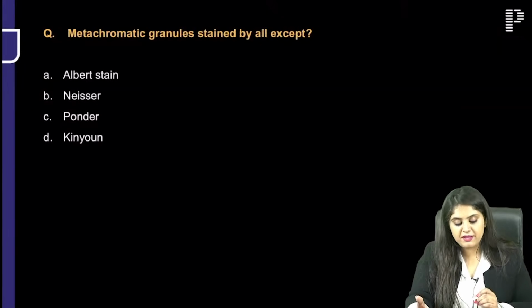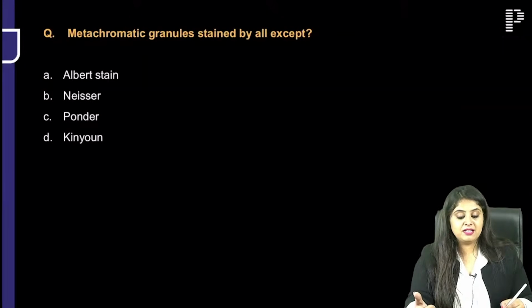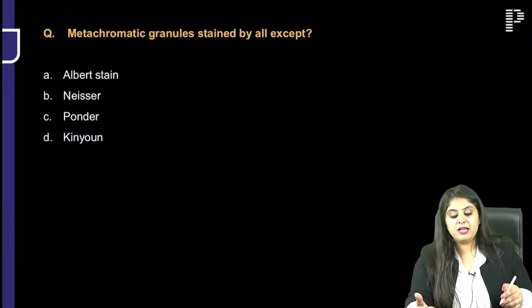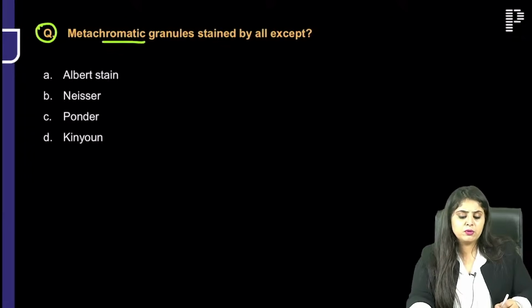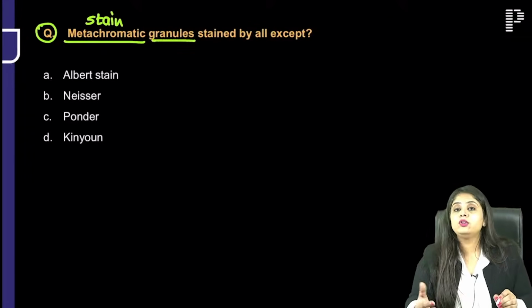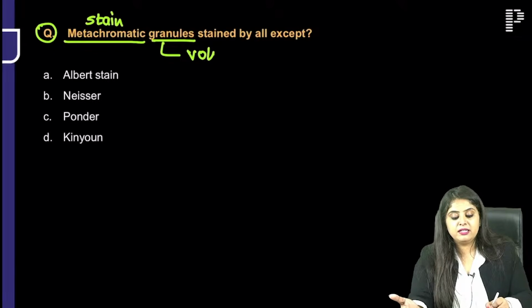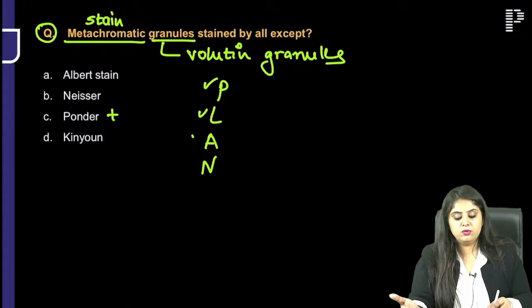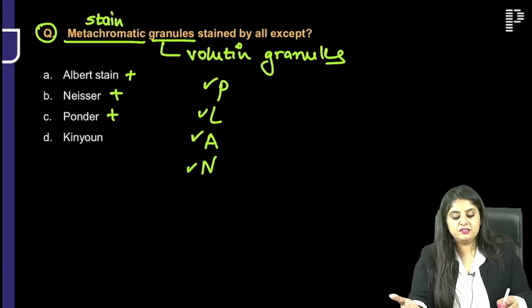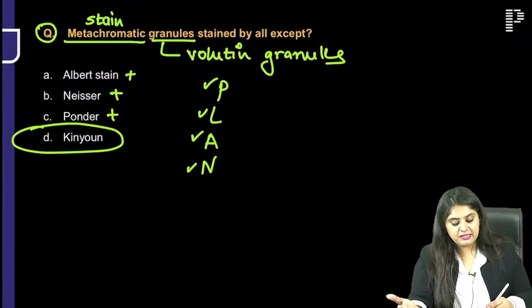Coming to the next stain that you have, metachromatic, let's see. Metachromatic granules are stained by all except... Ma'am, you just told us about metachromatic stain, toluidine blue. ये metachromatic granules क्या है? तो toluidine blue क्या stain कर रहा था? Metachromatic stain, volutin granules. So metachromatic granules have been written only for denoting the same volutin granules, and they are stained very well by Ponder's stain, Loeffler methylene blue, Albert stain, and NEET stain. They are not stained by, excellent guys, Kinyoun stain.